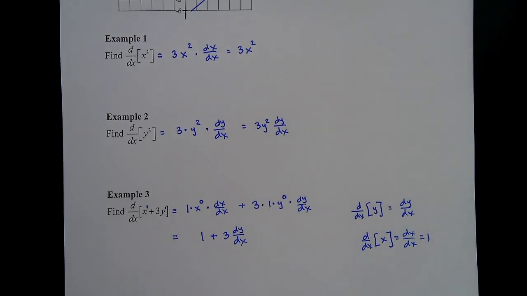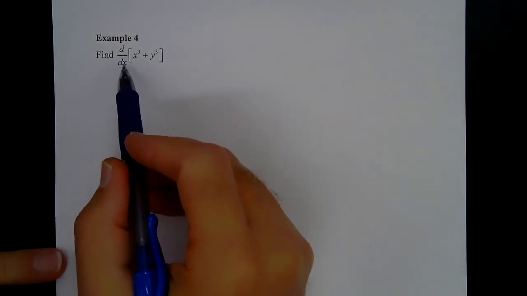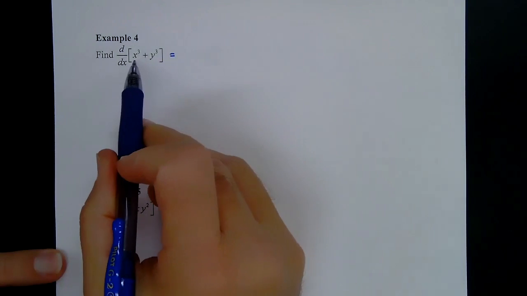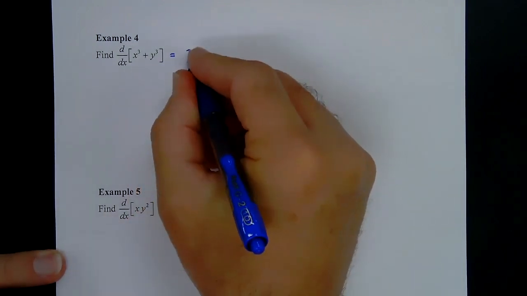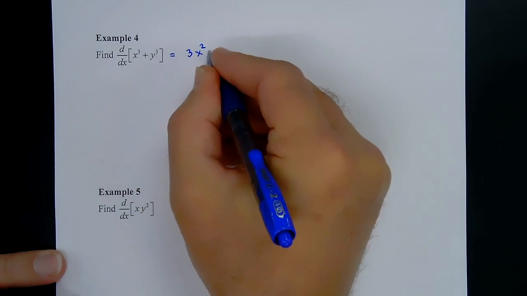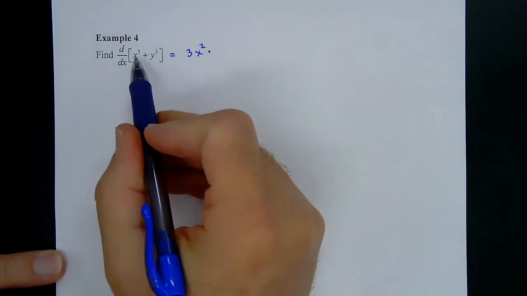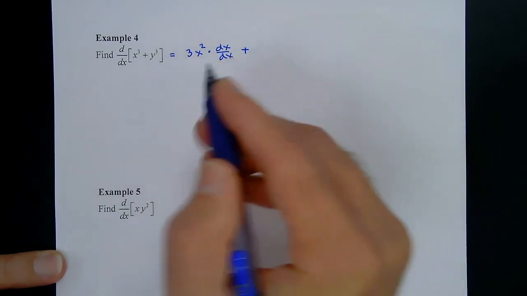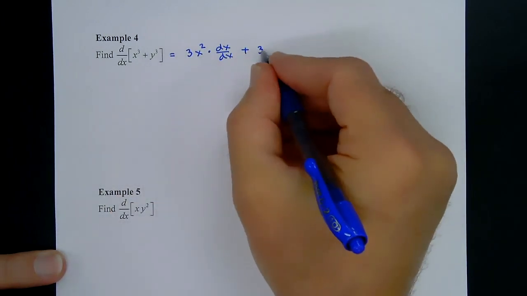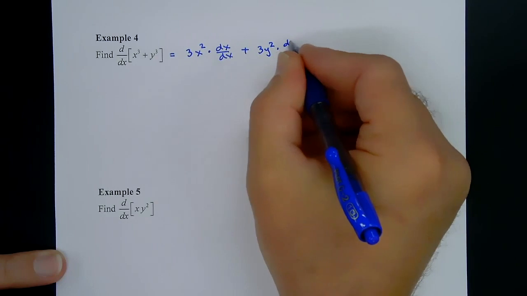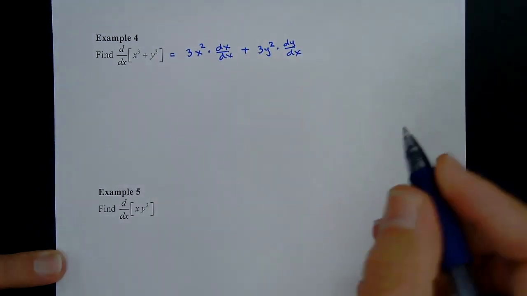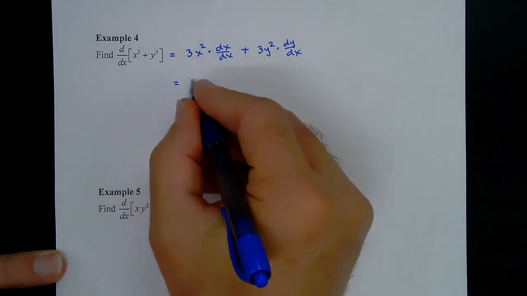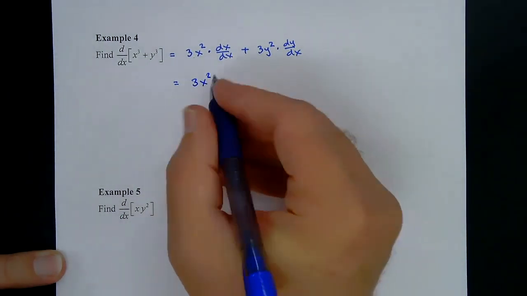All right, let's go to our next big example. So this time we want to take the derivative with respect to x of x cubed plus y cubed. So this would equal, and we have to apply the power rule along with the chain rule here. This would be 3x squared times, and we need to take the derivative of x with respect to x. So that'd be dx over dx, and then plus, and then this one would be 3y squared times dy over dx. All right, so this makes a 1 right here. So this is just 3x squared.